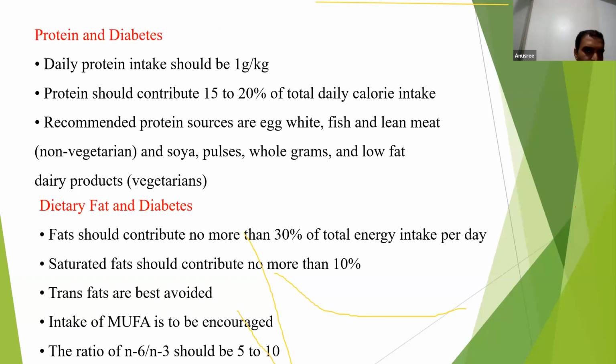And protein, as usual, 1 gram per kilogram, and it should contribute 15 to 20% of the diet. Non-vegetarian or vegetarian, the patient can choose, because it is his diet. And dietary fats in diabetes: dietary fat should be restricted to 30%, saturated fat should be restricted to less than 10%, and trans fat is best avoided. Monounsaturated fatty acids should be encouraged.